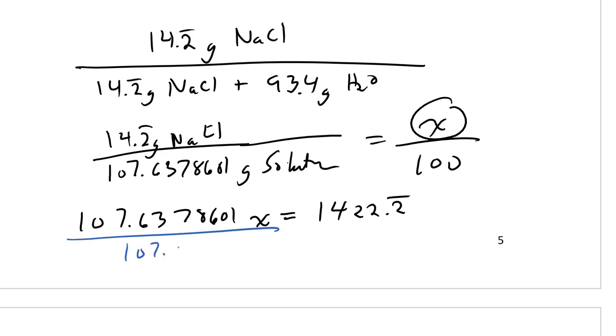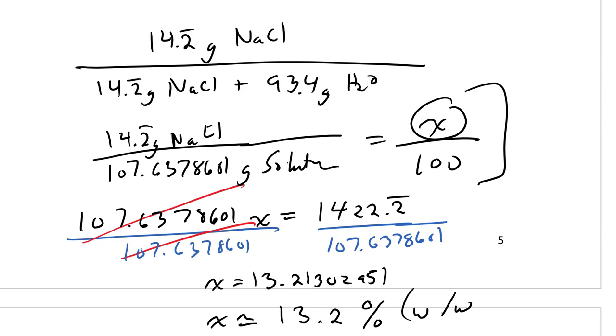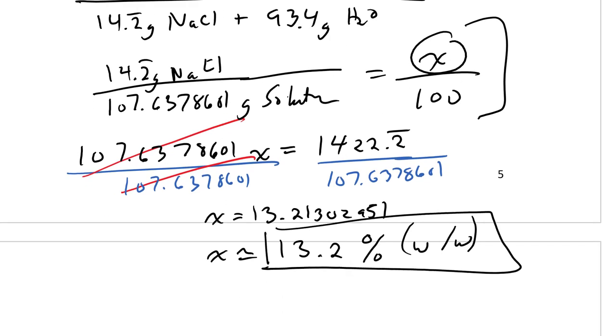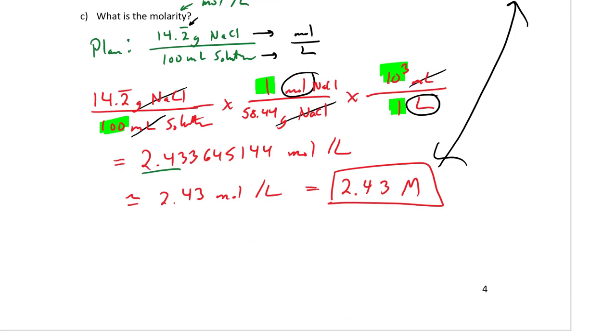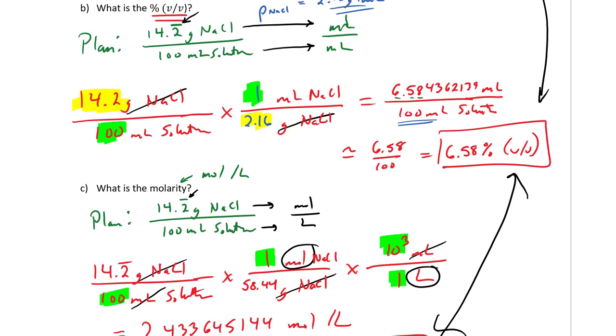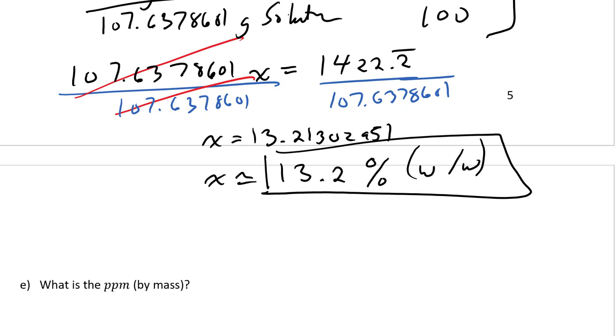Divide both sides by 107. These cancel out. I'm left with, we'll round this off to 3 significant digits. X is approximately equal to 13.2. This is percent weight by weight. There you have it. Another concentration. 13.2 weight by weight, 2.43 molarity, 6.58% volume by volume, or 14.2 weight by volume. Different ways to represent the concentration of the same solution.